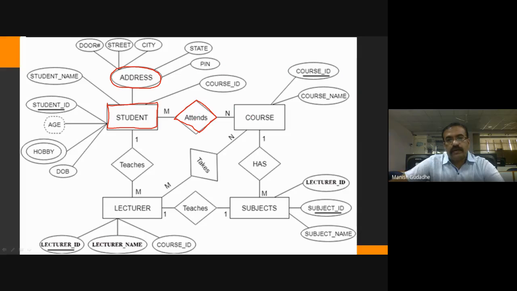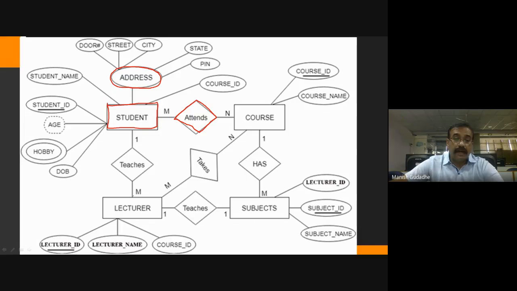So a student attends a course. Attends is a relationship between student and course. Course has subjects. So it's an association between course and subject. Lecturer teaches subject. This is the association between lecturer and subject. A lecturer teaches student. Association between lecturer and student.